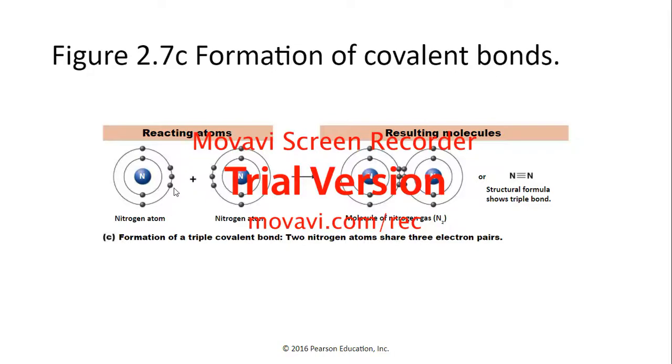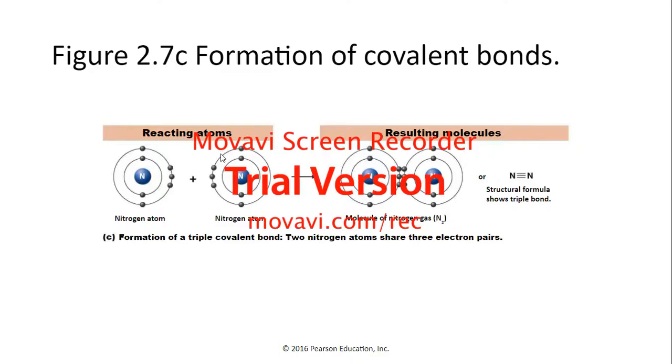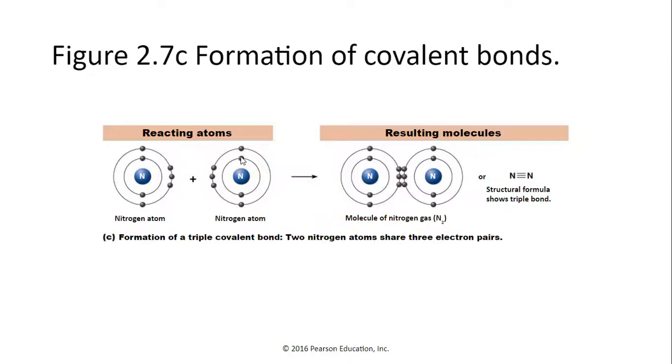Remember, the valence electrons are the electrons in the outer shell. So how many valence electrons does nitrogen have? That's 1, 2, 3, 4, 5. So this nitrogen has 5 valence electrons, and this nitrogen has 5 valence electrons. So it needs 3 more in order for it to have 8. Okay. So what's going to happen when nitrogen chemically reacts with each other is going to form N2.